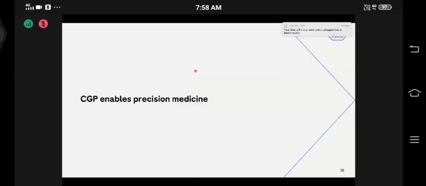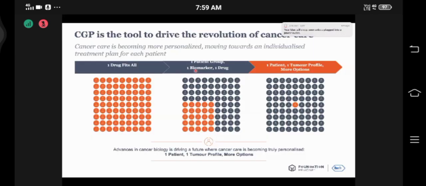So CGP enables something known as precision medicine or tailored therapy, which is going to be very, very important in the next 10 to 20 years. So again, what is precision medicine? This slide beautifully illustrates that, as we see on the left-hand side. As of now, we were treating all cancers with one chemotherapy. Breast cancer used to have ACT, so one drug fits all. Then we started differentiating into patient groups, where one biomarker means one drug.